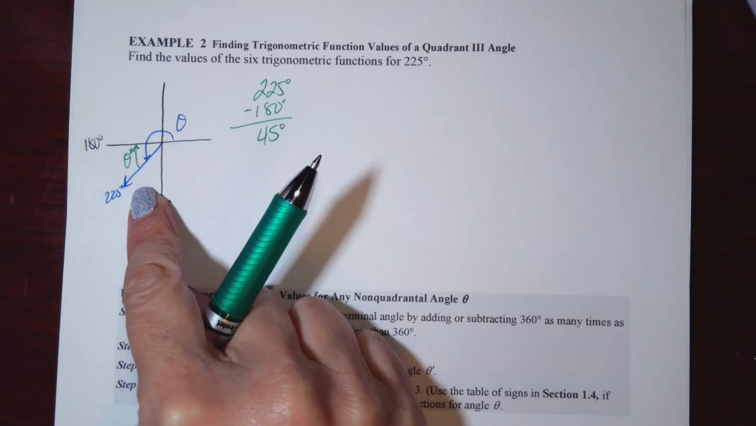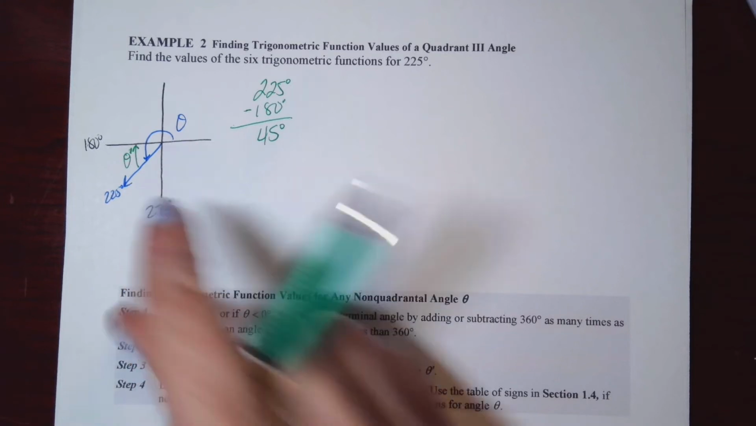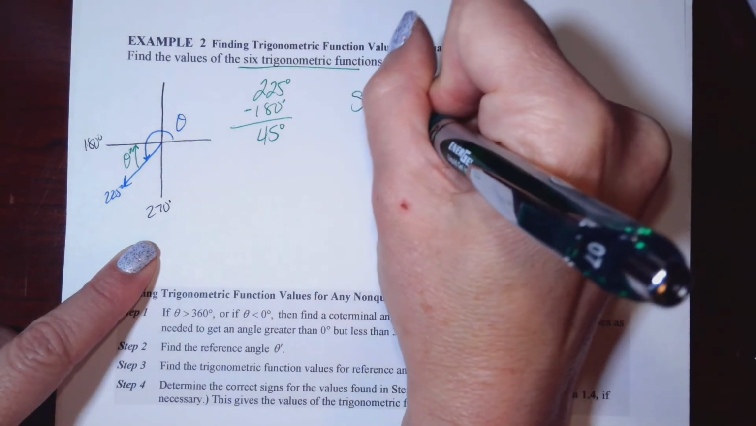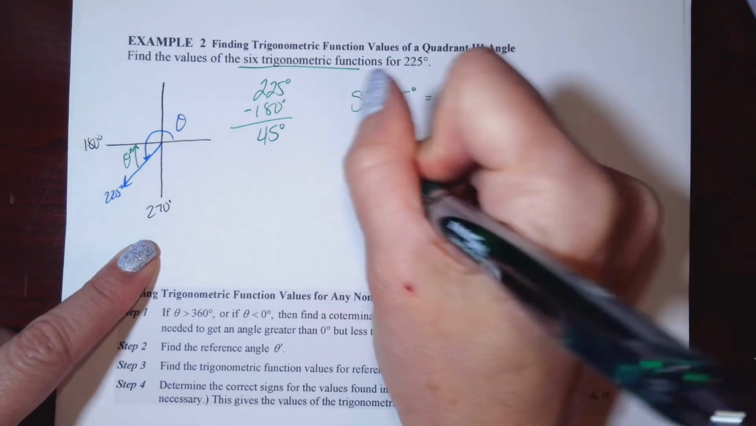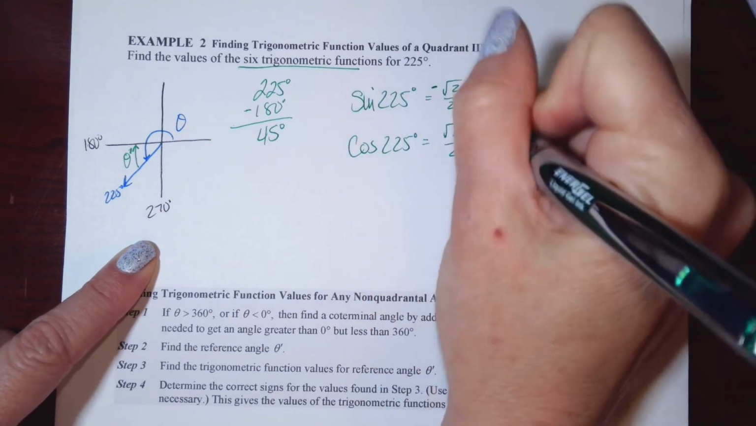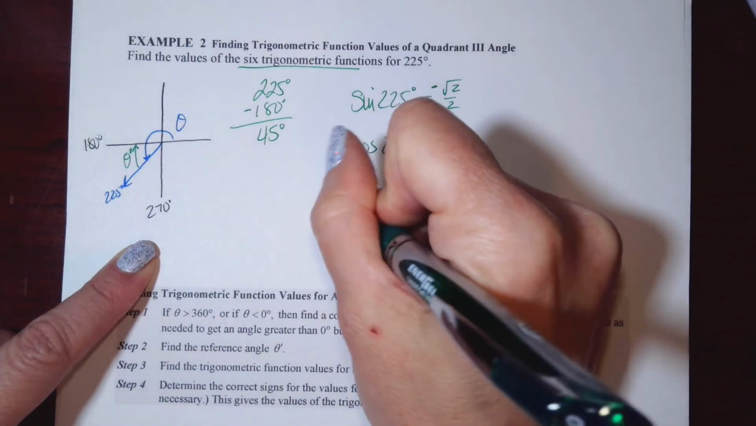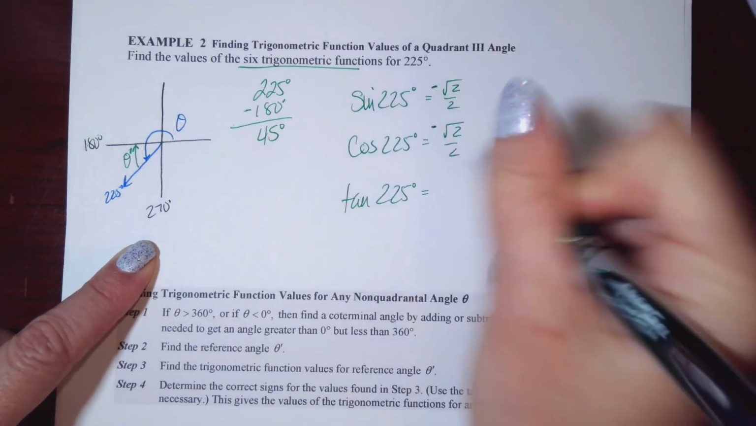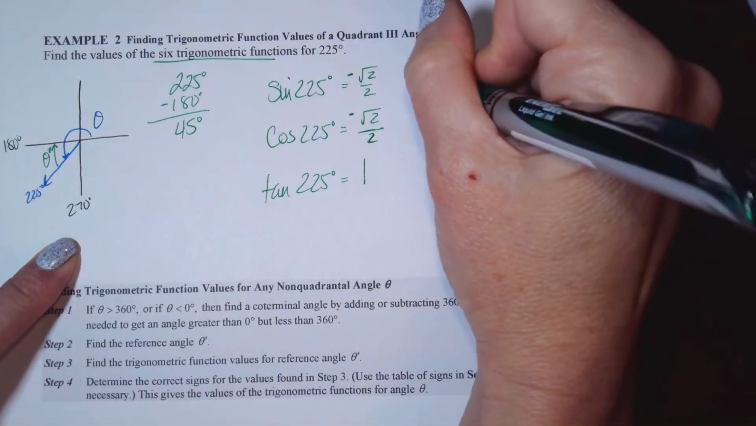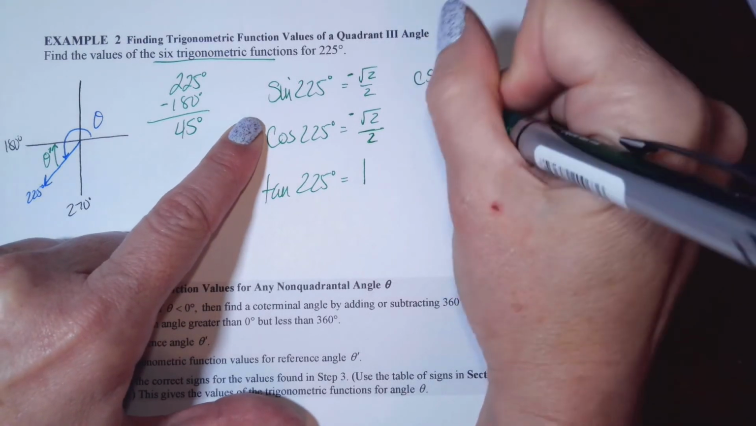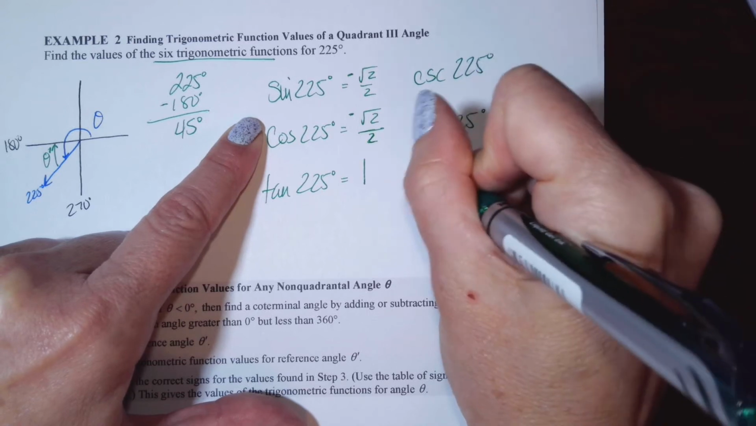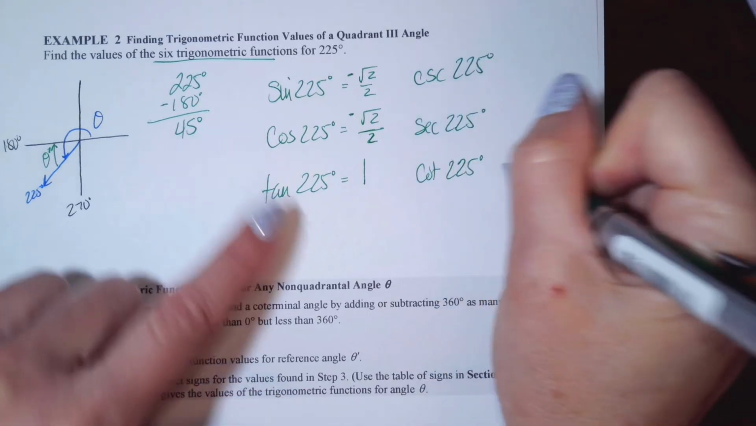Quadrant 3 means sine and cosine are going to be negative as well as their reciprocals. So the 6 trig functions for 225: sine of 225 is square root 2 over 2, cosine of 225 is square root 2 over 2. Those are both negative. Tangent's going to be positive though. Anything over itself is just 1. When I flip these to do the reciprocal function values, the reciprocal of 1 is just 1.